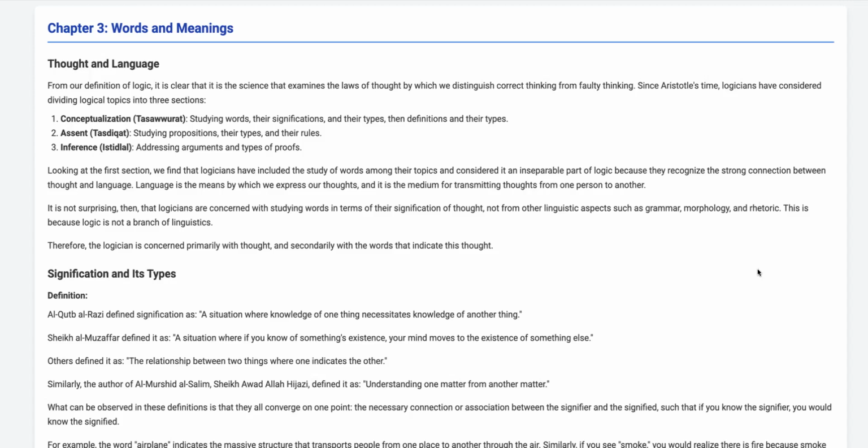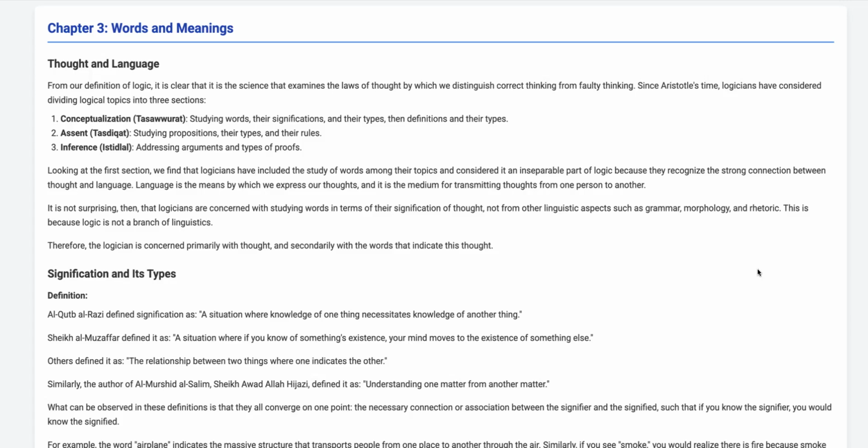Since Aristotle's time, logicians have considered dividing logical topics into 3 sections. Number 1 is conceptualization. We talked about it, tasawwarat. Surah is a picture, with Sad. Mutasawwir is the idol maker in the hadith of the Prophet ﷺ. Studying words, their significations and their types, then definitions and their types.